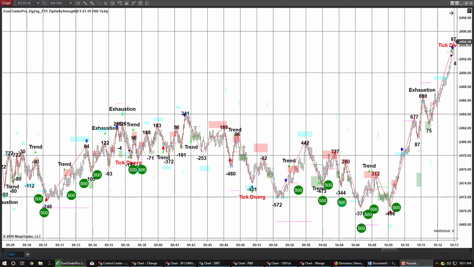Welcome, traders. The Delta Strength tool was a unique indicator to begin with. The Delta Strength allows you to see the strength of a delta of an individual bar, but it is not the delta of the bar. It's completely different and unique.